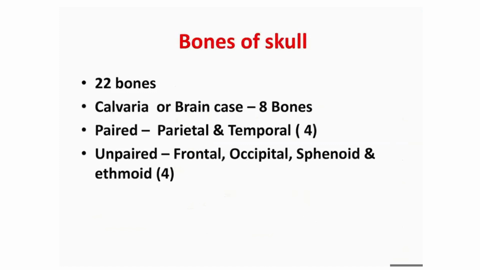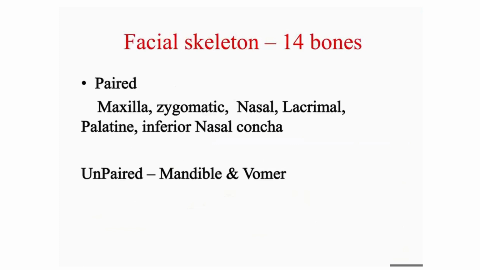So you can classify the bones of the skull. The calvarium has 8 bones: parietal and temporal, which are bilaterally present, and the unpaired bones are frontal, occipital, sphenoid, and ethmoid. And on the facial skeleton, the paired bones are maxilla, zygomatic, nasal, lacrimal, palatine. They won't ask you what all the bones present on the face are. For the time being, just remember the number, it is 14.